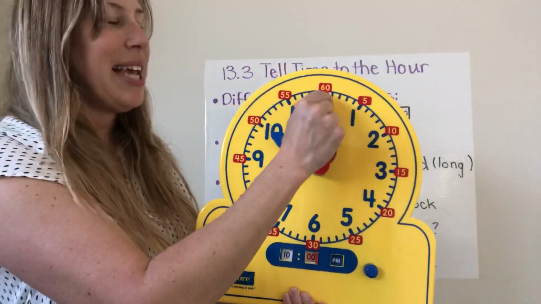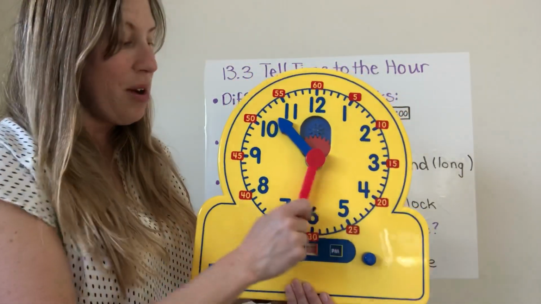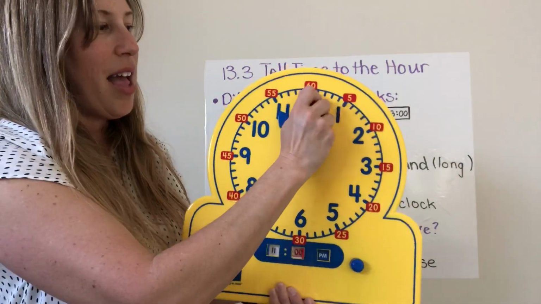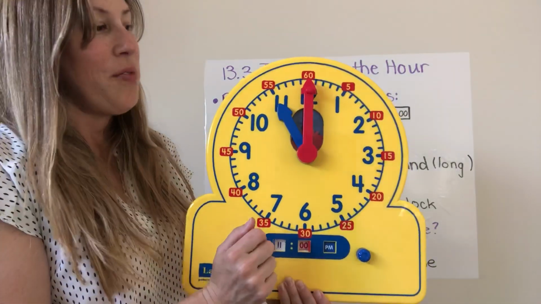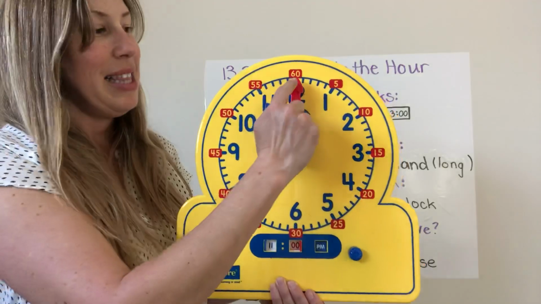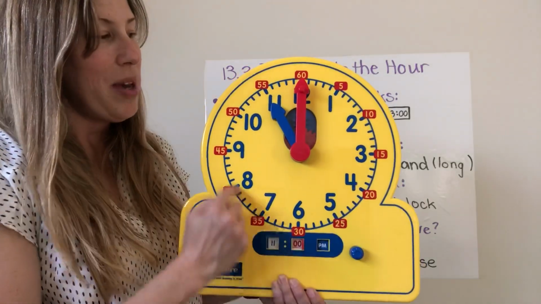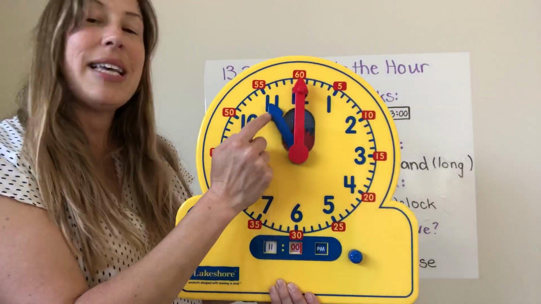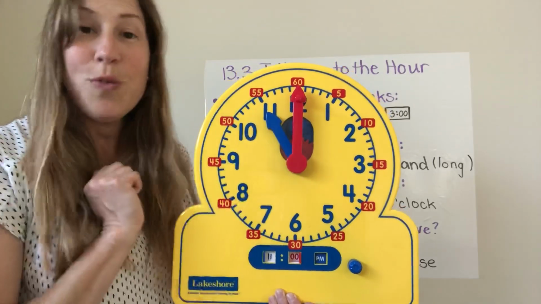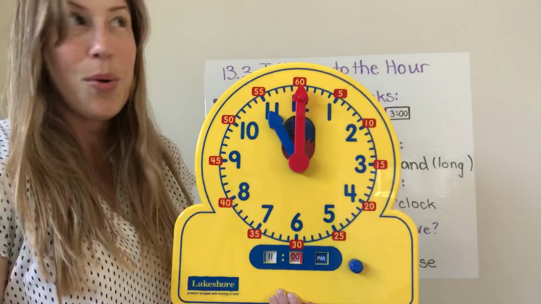And this hand goes all the way around the clock every hour. So for every 60 minutes, this hand goes all the way around the clock, which makes the other hand, the hour hand, move automatically from hour to hour.